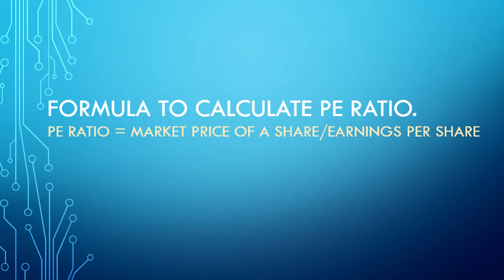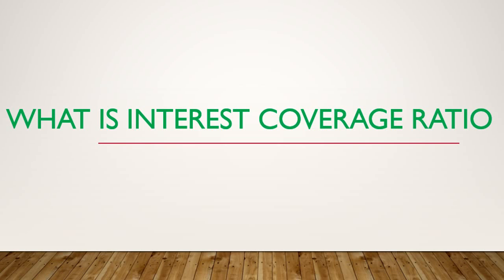A high PE ratio could mean that a company's stock is overvalued. A low PE ratio could mean that a company's stock is undervalued. Here is the formula to calculate the PE ratio, that is market price of a share divided by earnings per share. The best level to consider for the PE ratio is 10 to 15. If it is more than 15, then it is overvalued and be cautious. If it is less than 15, it is good to consider.